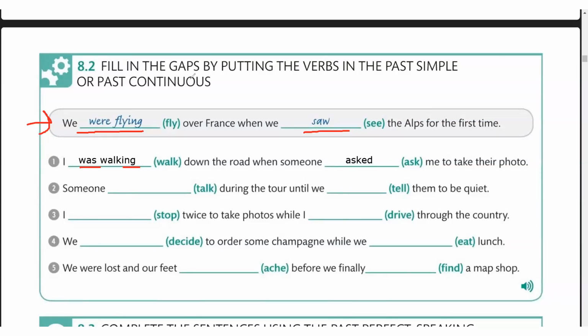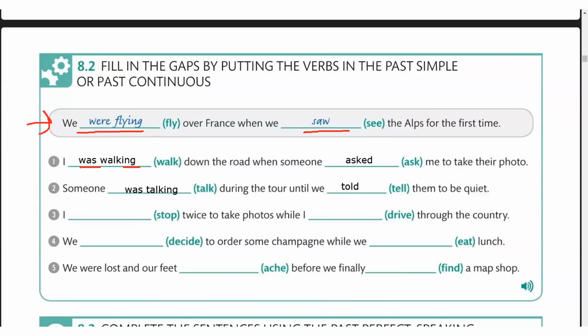Number two, someone was talking during the tour until we told them to be quiet. Remember, we often use these two forms, past simple and past continuous, in the same sentence. One thing happened before the other.